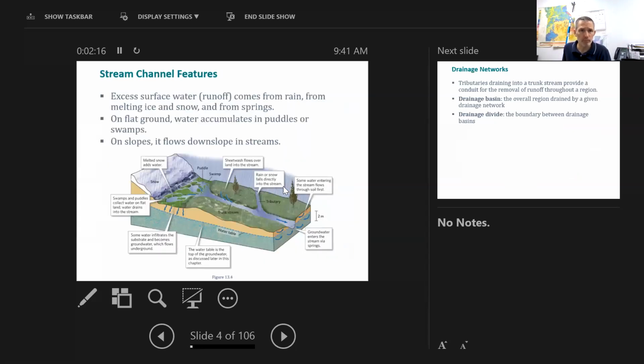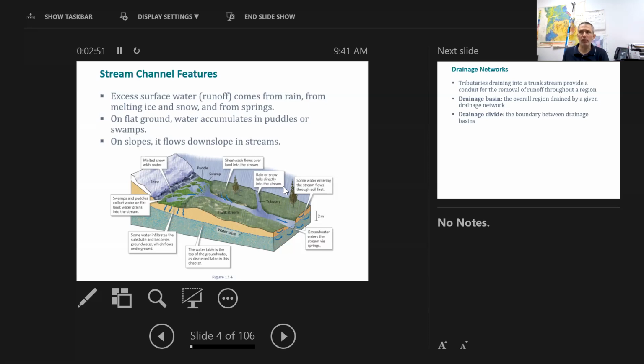from the sheet wash. So excess water is going to be coming from rain and snow and melting ice and from springs. We'll talk a little bit about springs in a couple of chapters. On flat ground, water accumulates in puddles or swamps. And after a glacier retreats, the water has no real defined place to go. And so we actually call that deranged drainage, where that water just doesn't know exactly where it's going to go. But overall, the water is going to follow the path of least resistance and move downhill.